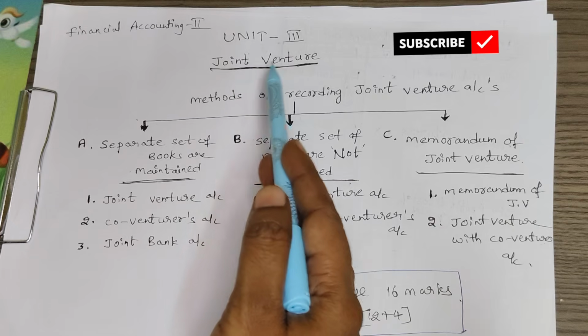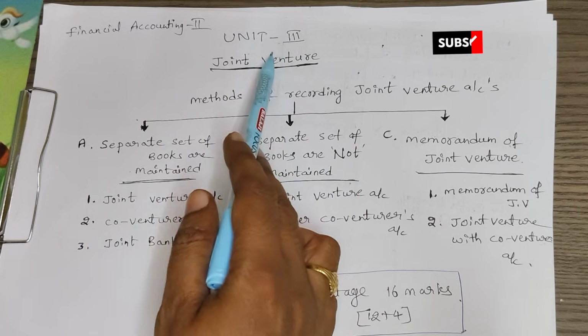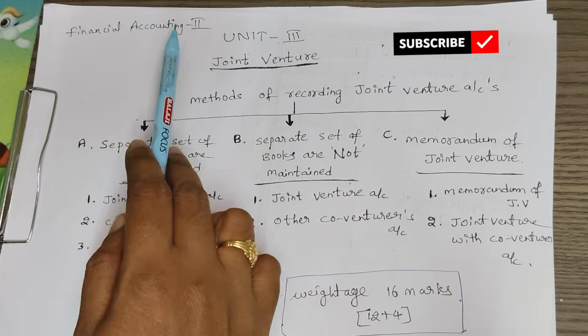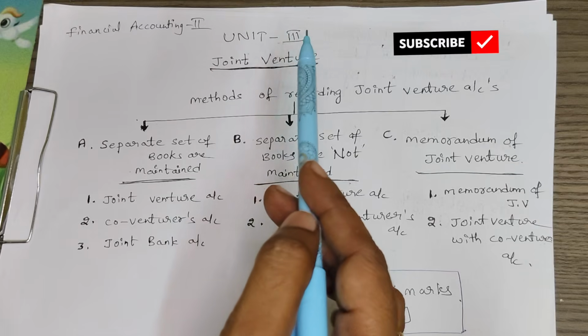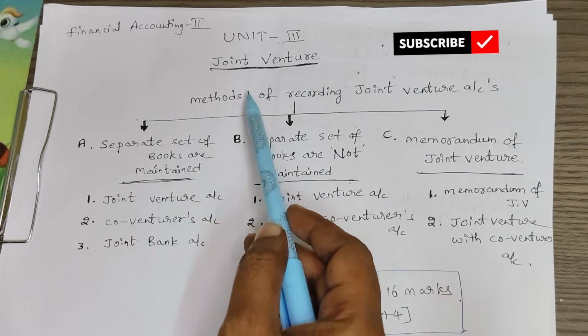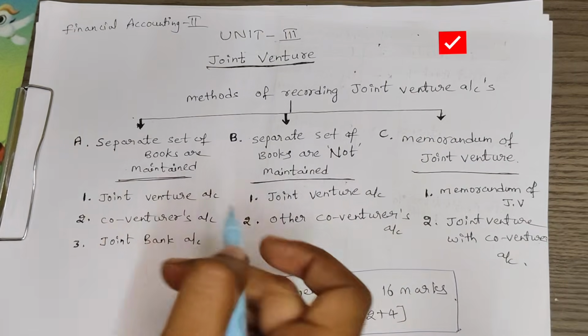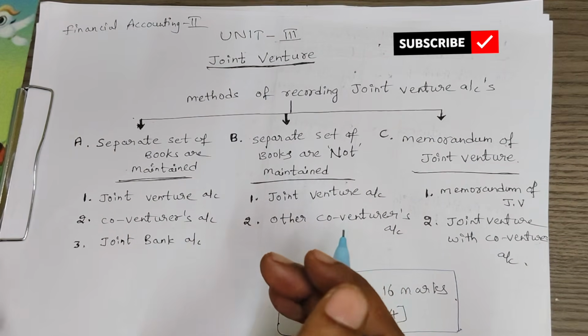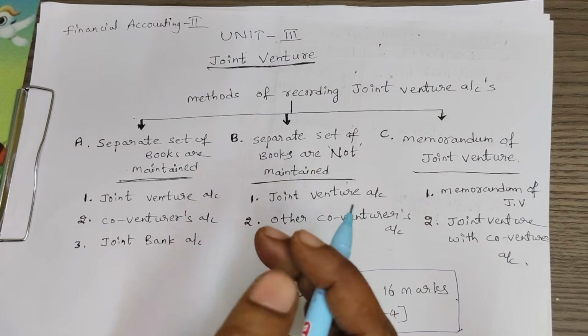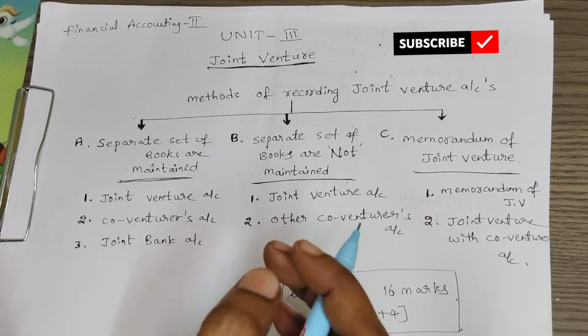Today we will see joint venture. It is the third unit of Financial Accounting 2, a subject of BCom second semester. Here we have methods of recording joint venture accounts. In this video we are discussing the problematic part of joint venture. Only the important methods of joint venture we are discussing now.